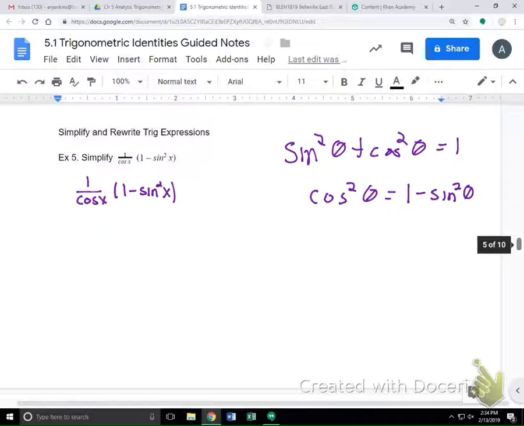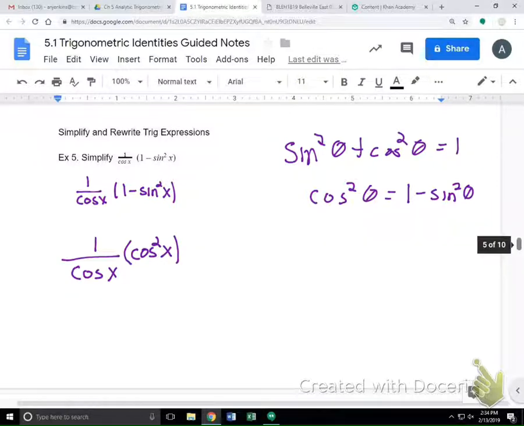Same identity, just rearranged. If you saw this without rearranging it, you don't have to show me that you knew this. It's something that you should know when we get to the test. Now that I have that, I can substitute it in. We see we have 1 over cosine of x times cosine squared of x.